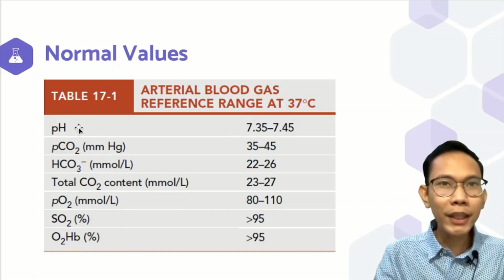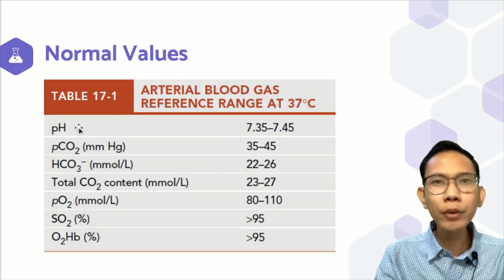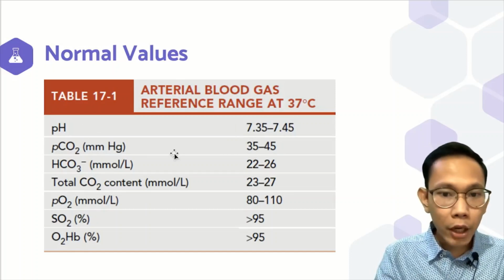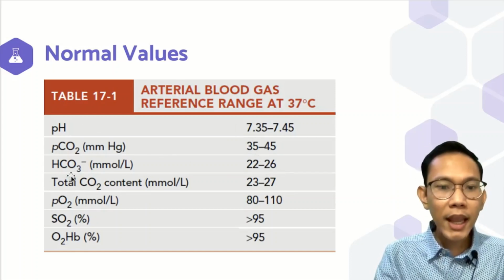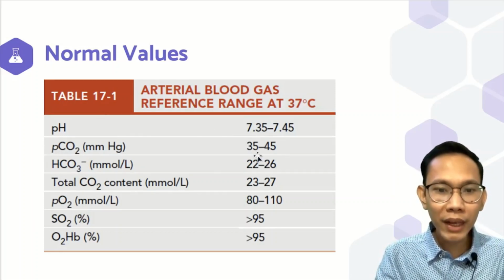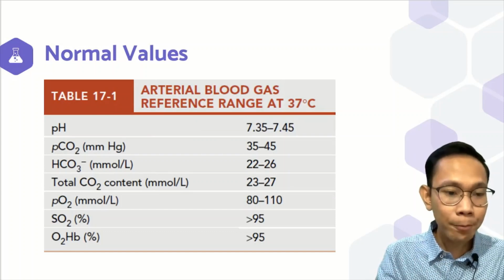Your pH, dapat ngayon memorize na 7.35 to 7.45. PCO2, 35 to 45. Bicarbonate, 22 to 26. And your PO2, 80 to 110. So remember those values. Yung apat lang talaga, okay?